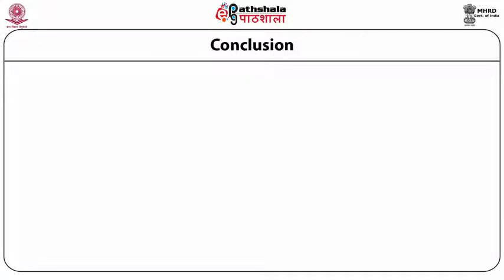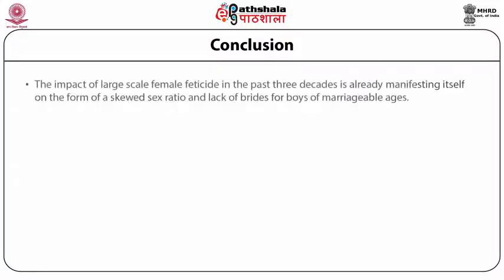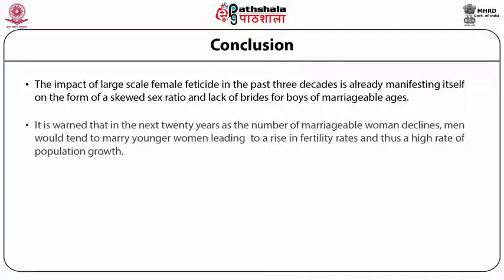After going through with all the provisions, definitions and government initiatives on female feticide, we can conclude that the impact of large-scale female feticide in the past 3 decades is already manifesting itself in the form of a skewed sex ratio and lack of brides for boys of marriageable ages. More generally, demographers warn that in the next 20 years, as the number of marriageable women declines, men would tend to marry younger women, leading to a rise in fertility rates and thus a high rate of population growth. The abduction of girls is an associated phenomenon.